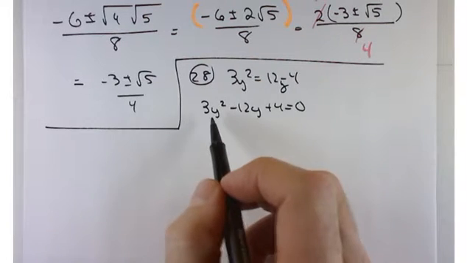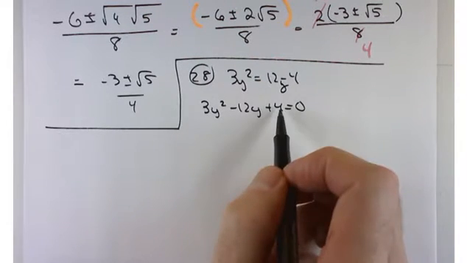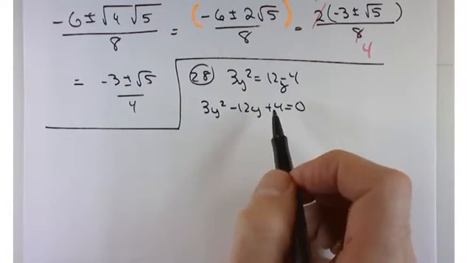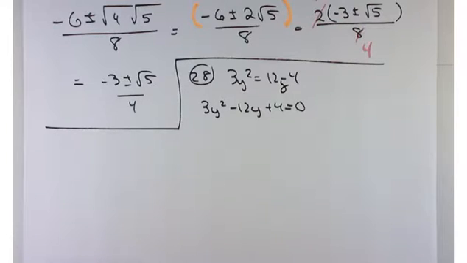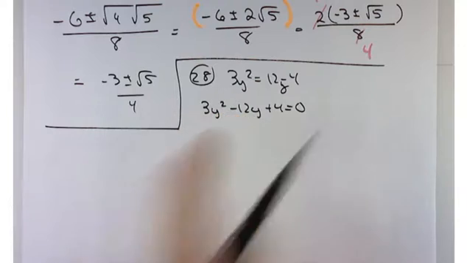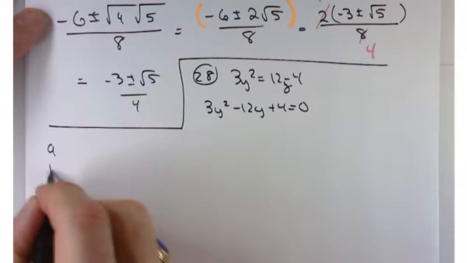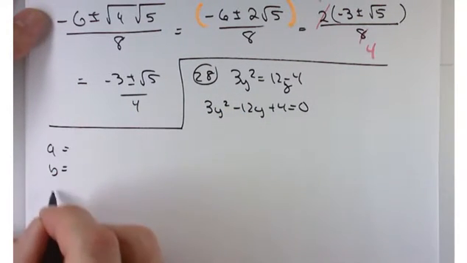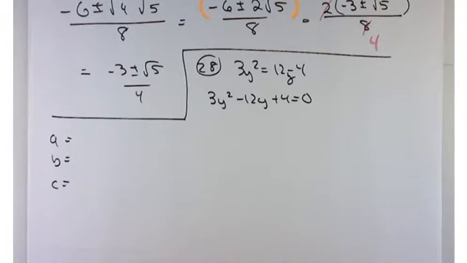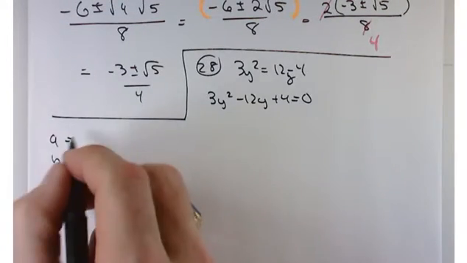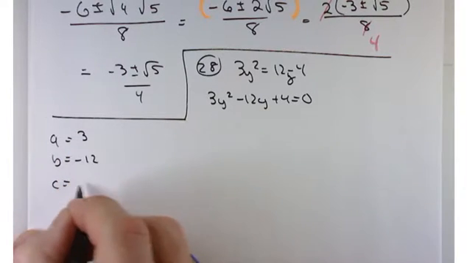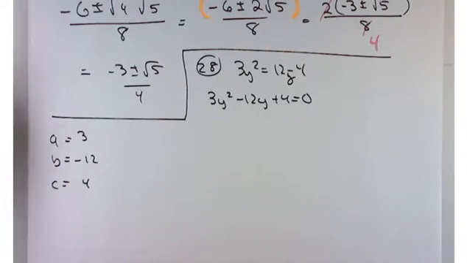You can try factoring. 3 times 4 is 12, but I don't think there's any two numbers that multiply to that 12 and add to negative 12. Pretty sure there's not. So if there's not, then one alternative we have is the quadratic formula. 3, negative 12, and 4.